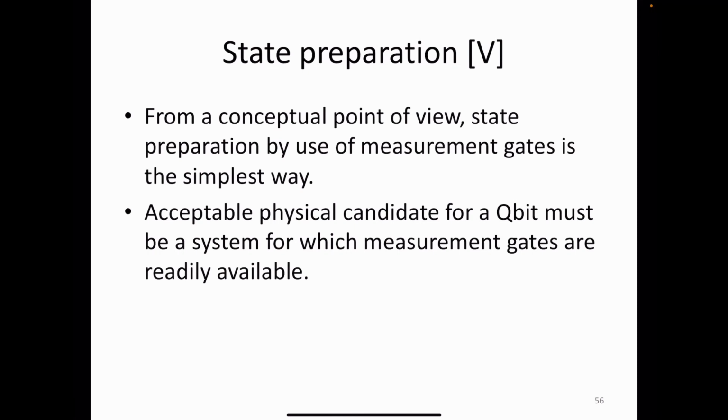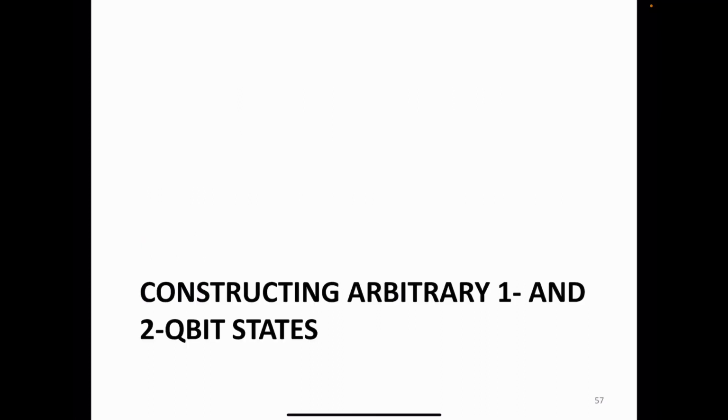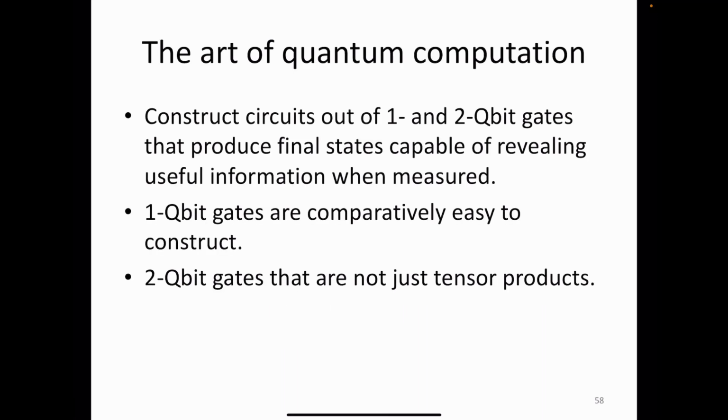And this is the magnetic spin qubit that we're dealing with. So from a conceptual point of view, state preparation by the use of measurement gates is the simplest way to do it. And an acceptable physical candidate for a qubit must be a system for which measurement gates are readily available, which we need not only for state preparation, but also for extracting a useful result. Okay, so much for measurement.